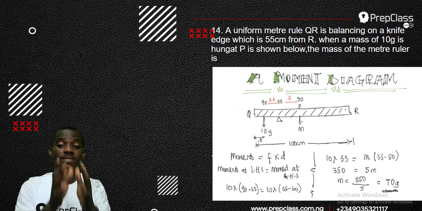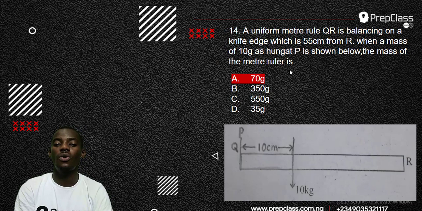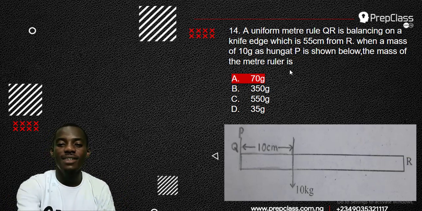And that is the simple thing I'm saying all through the time. Okay, so that's how to find moment. It's very straightforward. It's just force times distance at the left hand and the right hand side. So that's settled number 14.